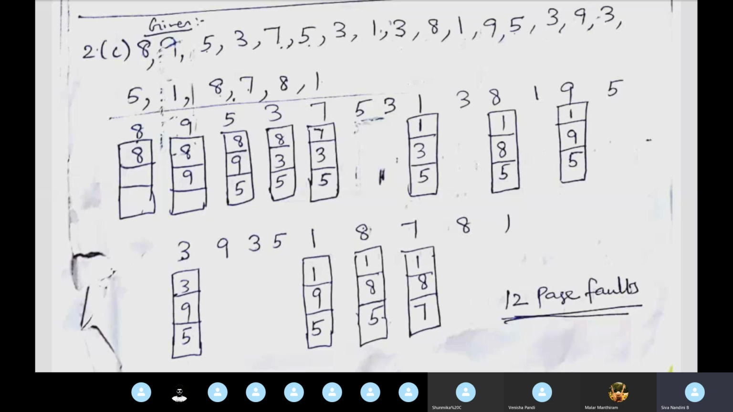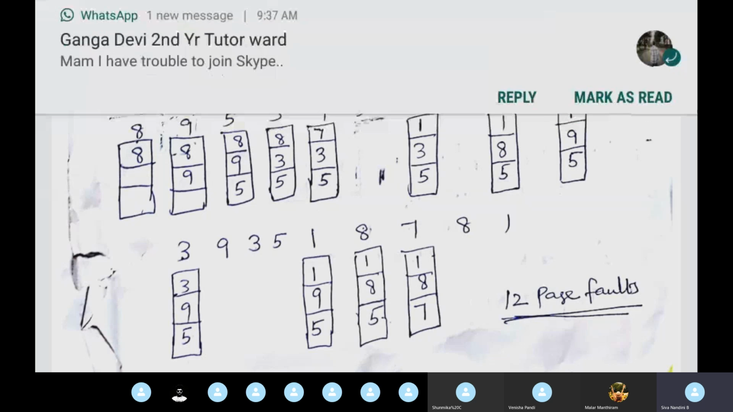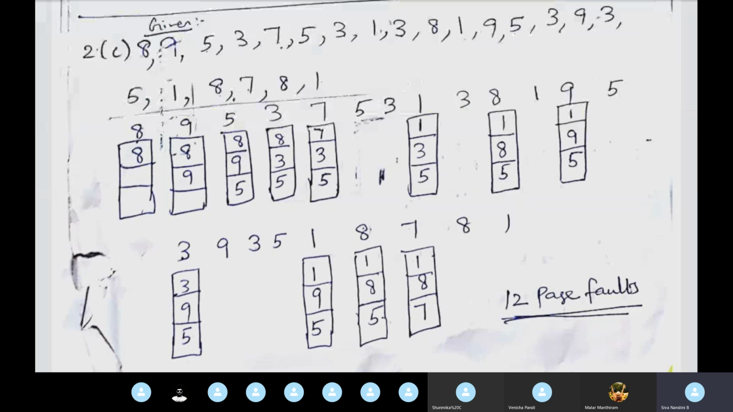Next we have 3, which is not in the frame, so leave it. Then 1, not in the frame, leave it. Then 3 again, leave it. And then we have 8, so we shouldn't replace 8. We have seen we shouldn't replace page 5 or 8. Other than 5 and 8, the other page in the frame is 9, so 9 is replaced by the newly incoming page 3.